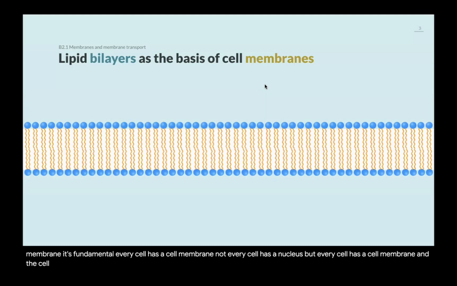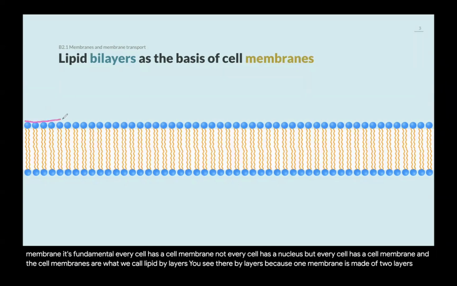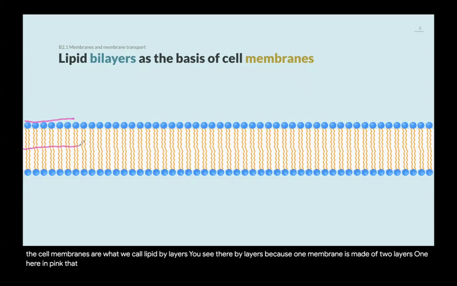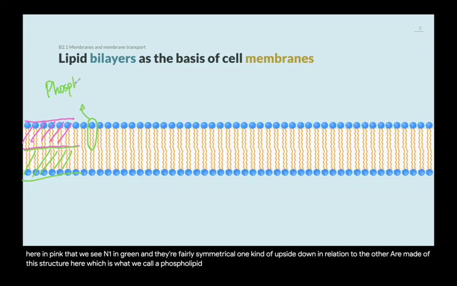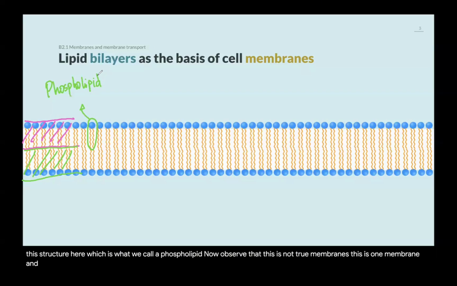And the cell membranes are what we call lipid bilayers. You see, they are bilayers because one membrane is made of two layers, one here in pink that we see and one in green. And they're fairly symmetrical, one kind of upside down in relation to the other. And they are made of this structure here, which is what we call a phospholipid. Now, observe that this is not two membranes. This is one membrane, and one membrane has two layers. So this whole thing here is just one membrane.